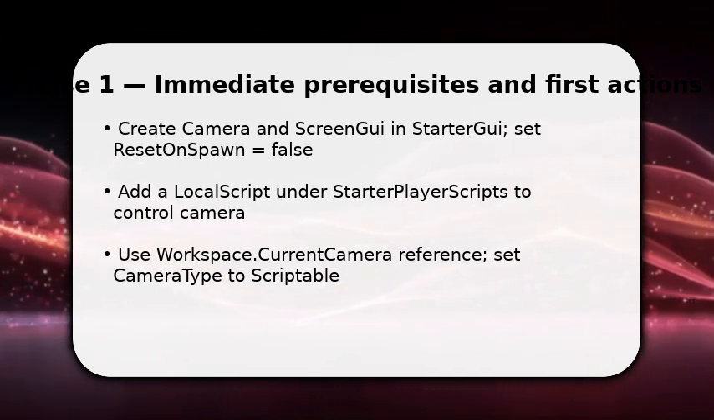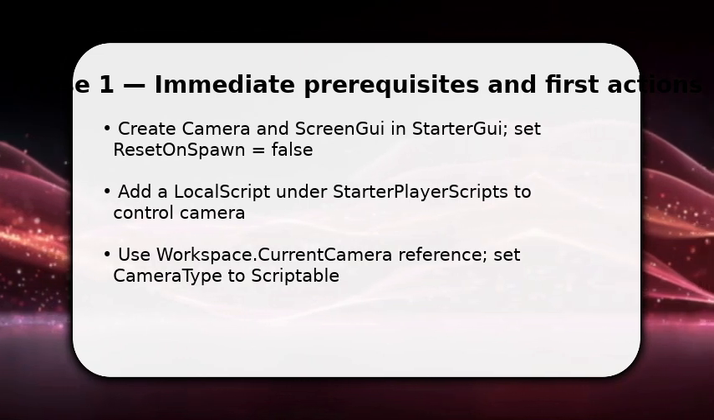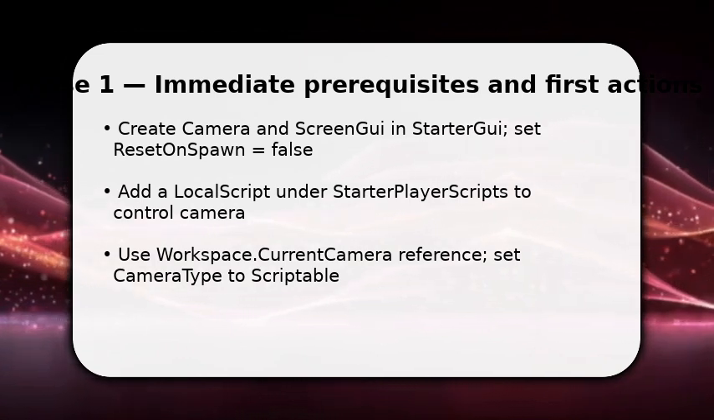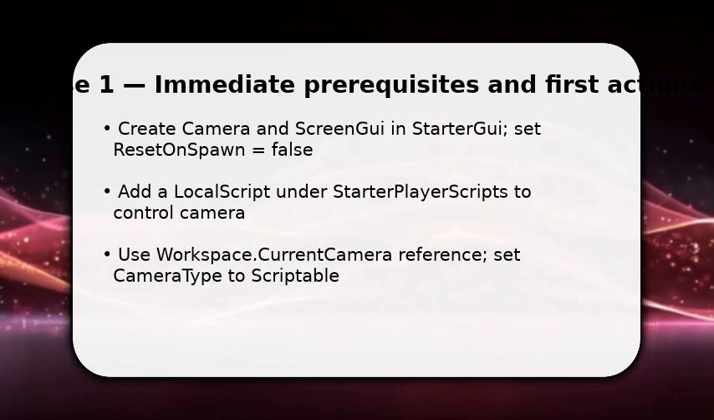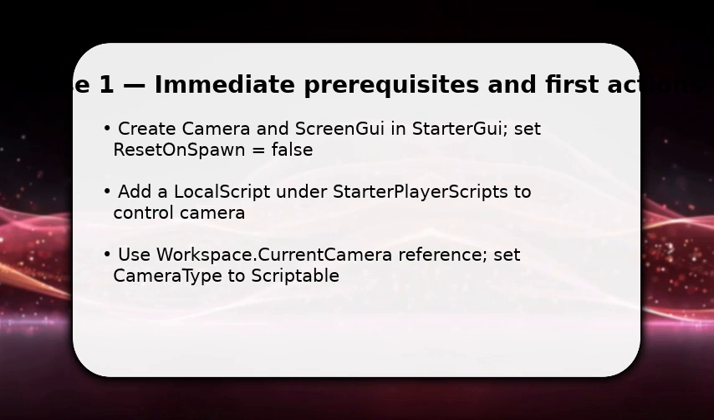Once done, set ResetOnSpawn to false and change the camera's CameraType to Scriptable so your script assumes full control. This ensures the menu camera won't be overridden by player spawning.